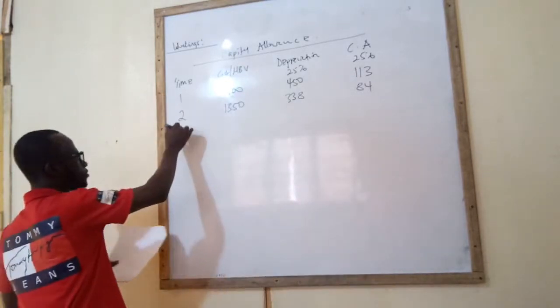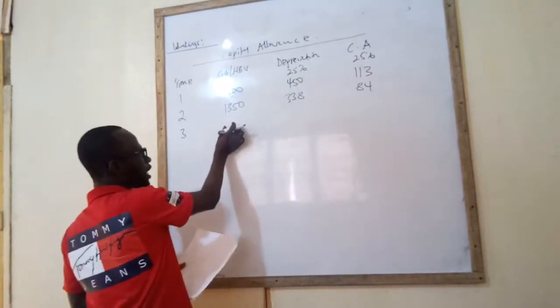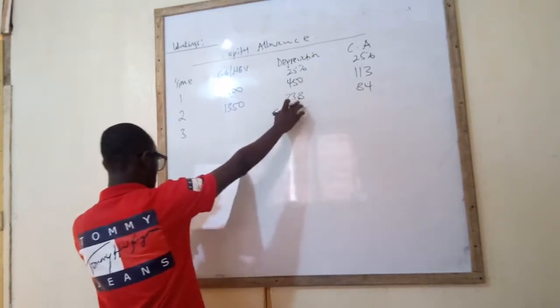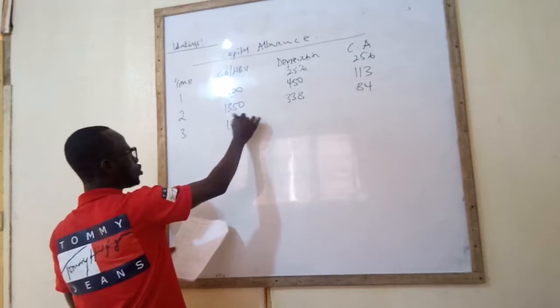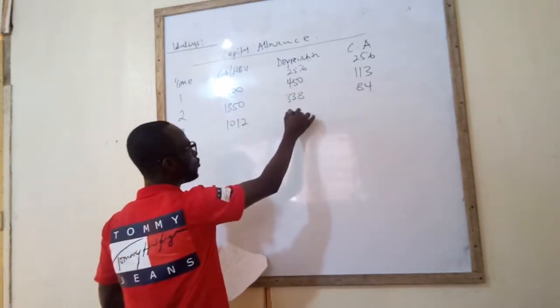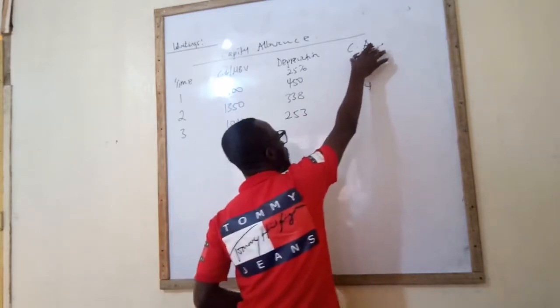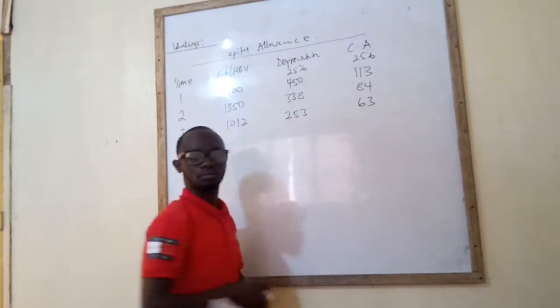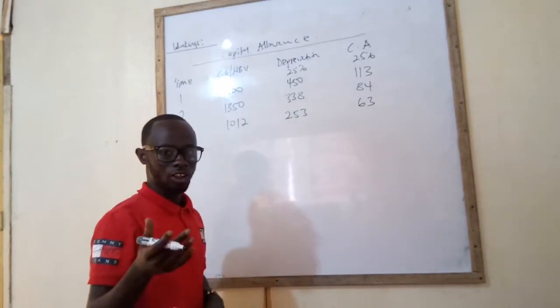Year 3, we need to get a carrying value, which is the 1350 minus this depreciation, and that gives us 1012. So we calculate 25% of 1012, and that is 253. Then we get 25% of 253, and that is 63. You okay? Getting along? Right.